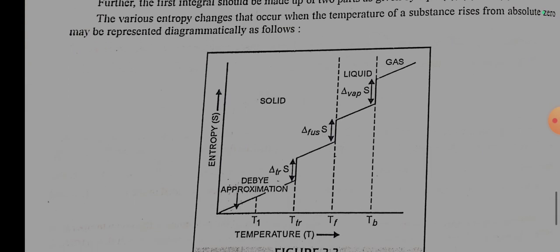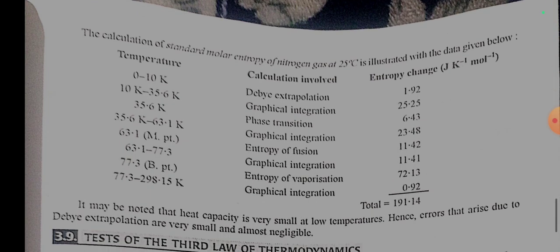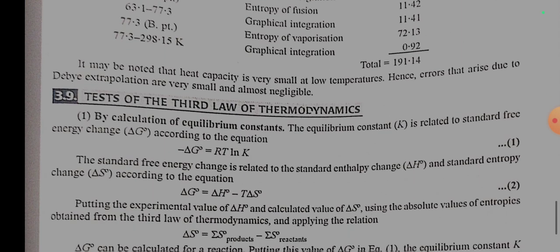The various entropy changes that occur when the temperature of a substance rises from absolute zero may be represented diagrammatically as follows. The calculation of the standard entropy of nitrogen gas at 25 degrees Celsius is illustrated with the data given below.